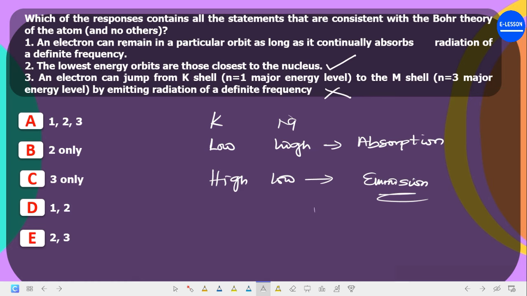Now, an electron can remain in a particular orbit as long as it continuously absorbs radiation of a definite frequency. Is this true? This is not true, because if it absorbs radiation, what will happen? It will jump to a higher energy level. So the correct answer is 2 only, which is option B.